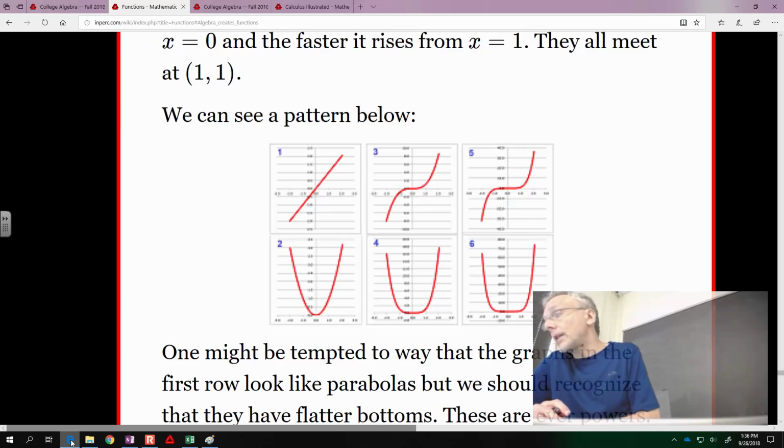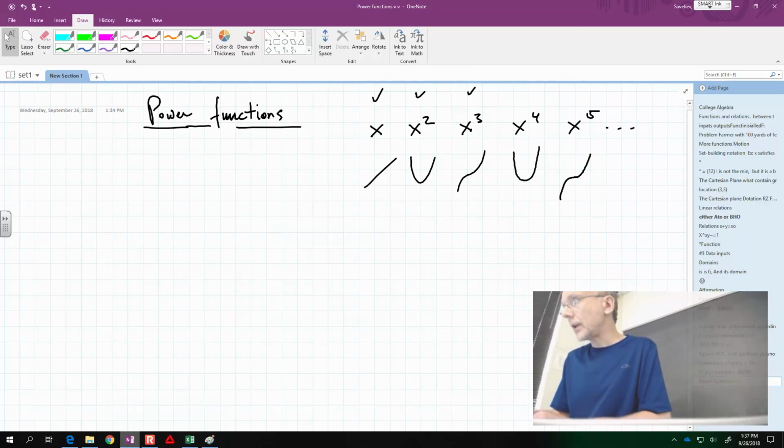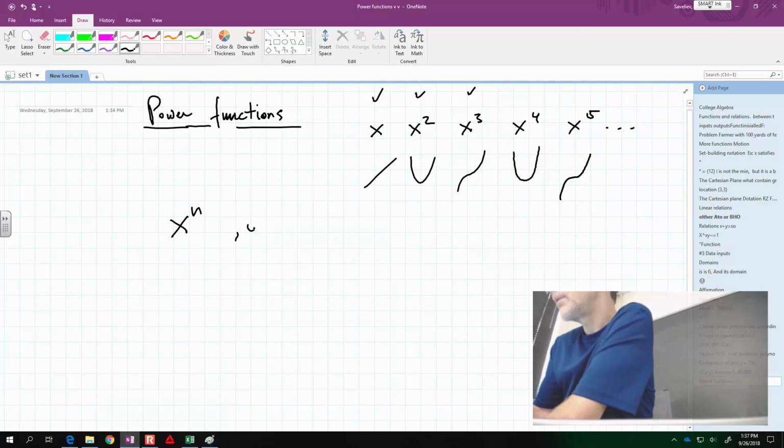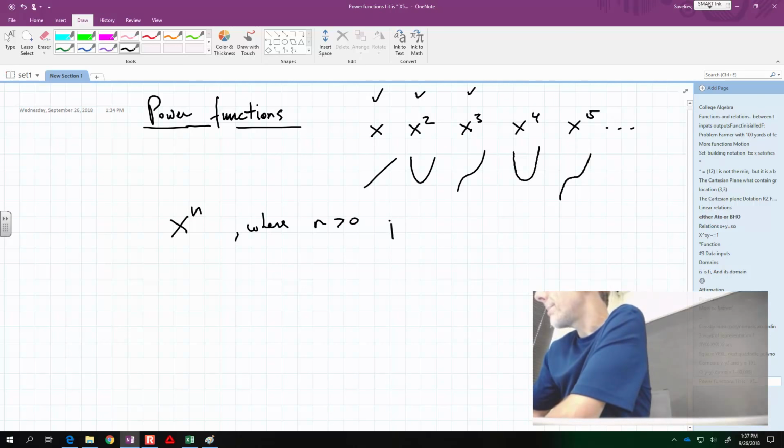So that's how you should be able to tell the difference, and that's what happens as the degree of the power goes up and up. When the number is very small and you multiply it by itself to a high degree, it is growing, but very, very slowly. So that's what I have to say here: x to the n, where n is a positive integer, called the degree.